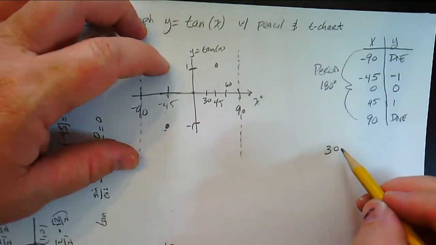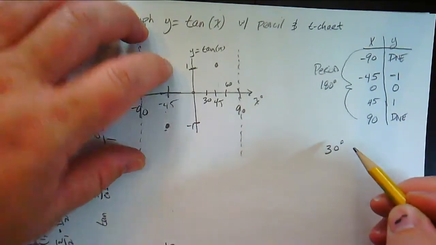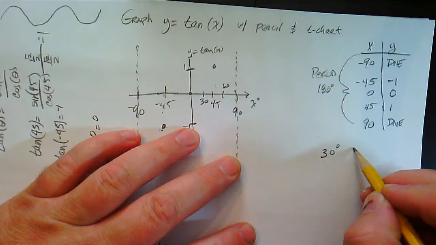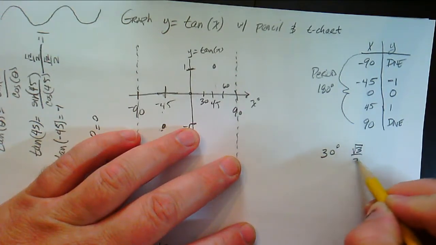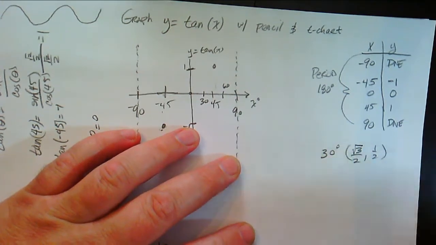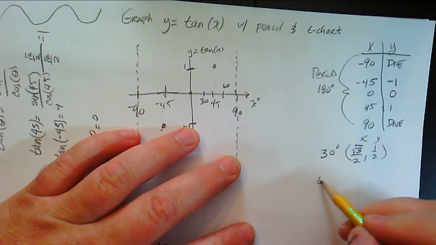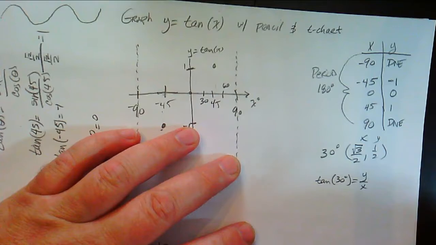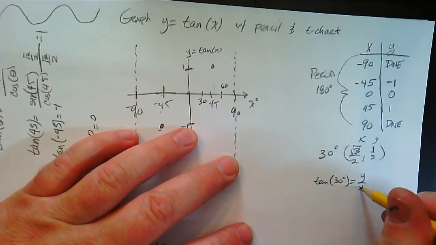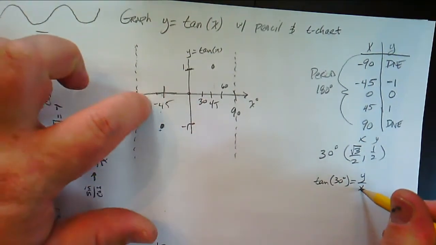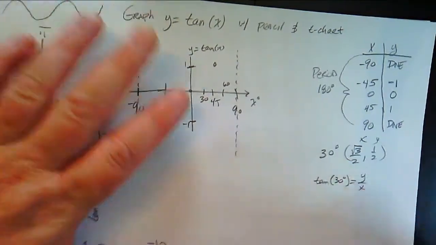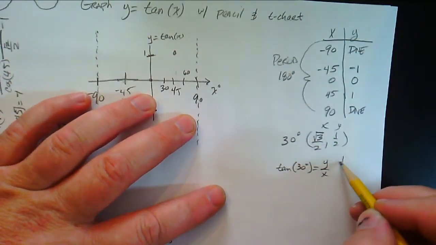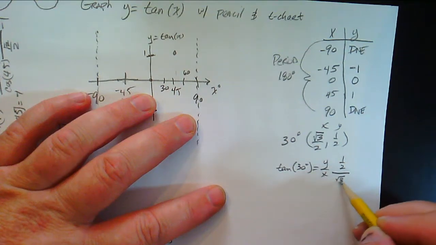Now at 30 degrees, I don't know if you remember, but the coordinate on the unit circle is the square root of 3 over 2 for x and 1/2 for y. So this is y, this is x. And we know that the tangent of 30 degrees is going to be y over x. I know this is confusing because this is from the unit circle, not this graph right here. So the tangent of 30 is y over x, so it's 1/2 over the square root of 3 over 2.